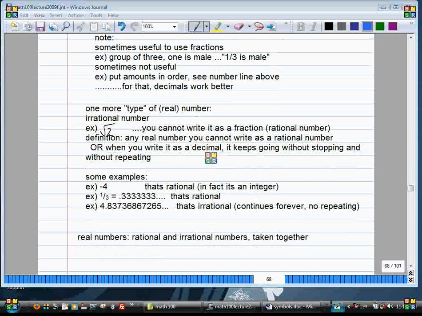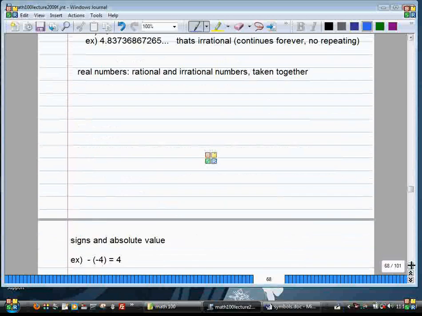Okay, so that's a little bit about the structure of real numbers: whole numbers, integers, fractions, which is the same as rational numbers, and irrational numbers. So, next, I want to talk a bit about signs and absolute value. On its face, this is a relatively easy topic. However, there are a couple of common mistakes that are made. Just want to clean that up before we go forward.